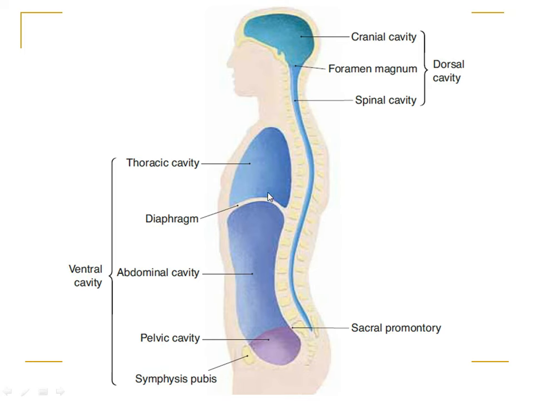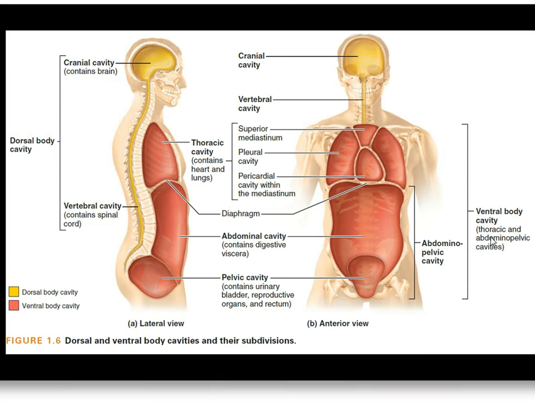On the upper part of the body, we have the thoracic cavity, which is separated from the abdominopelvic cavity. So the thoracic cavity and the abdominopelvic cavity are separated with the help of the diaphragm. And the abdominal cavity and the pelvic cavity are continuous with one another. So when we see here, the cranial cavity consists of the brain, and the vertebral or spinal cavity consists of the spinal cord.